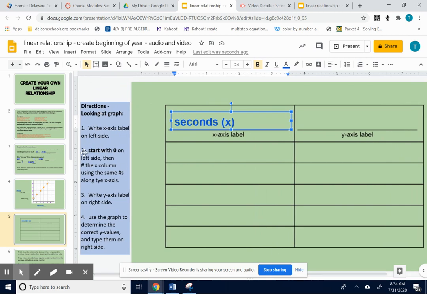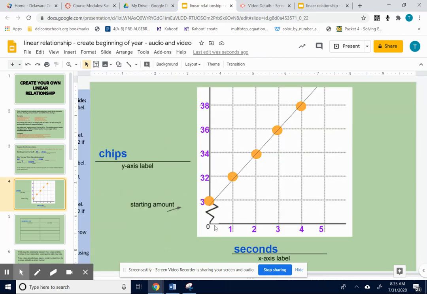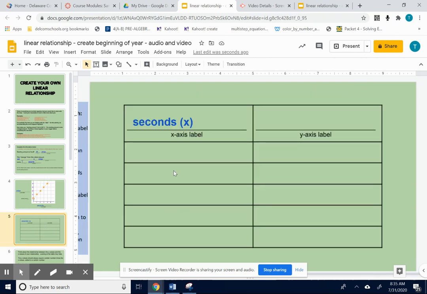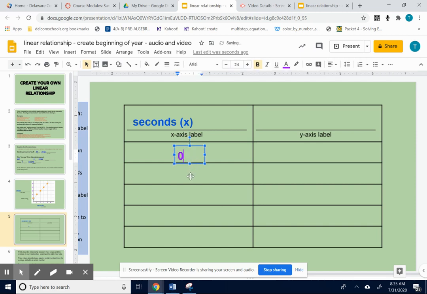Then it says, step 2, start with 0 on the left side, then number the column using the same numbers along the x-axis. So basically, you're just looking at your graph and typing 0, 1, 2, 3, 4, 5. Just look along the bottom of your axis. So type in 0, and then 1, 2. I guess I didn't give you room to do 5, but that's all right. 0, 1, 2, 3, 4.